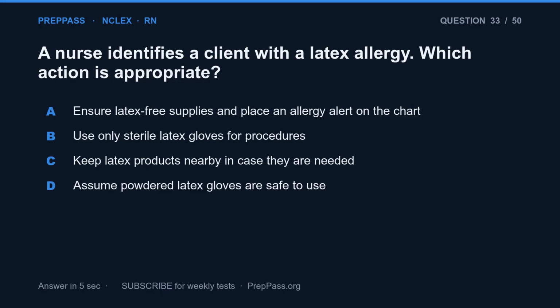Question 33. A nurse identifies a client with a latex allergy. Which action is appropriate? A. Ensure latex-free supplies and place an allergy alert on the chart. B. Use only sterile latex gloves for procedures. C. Keep latex products nearby in case they are needed. D. Assume powdered latex gloves are safe to use.